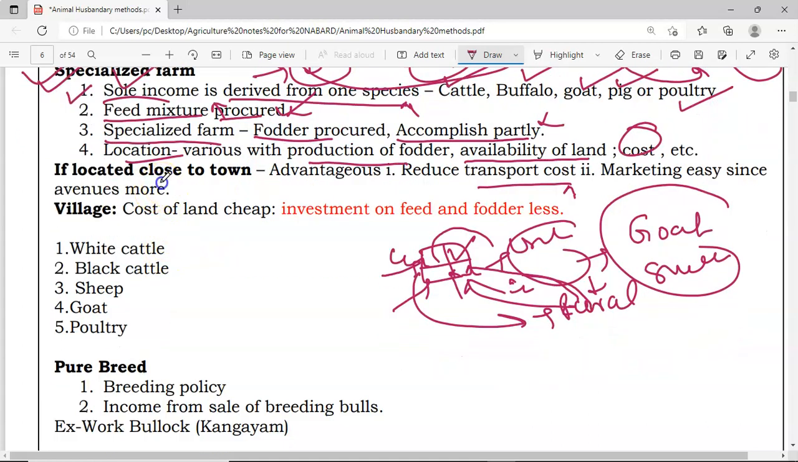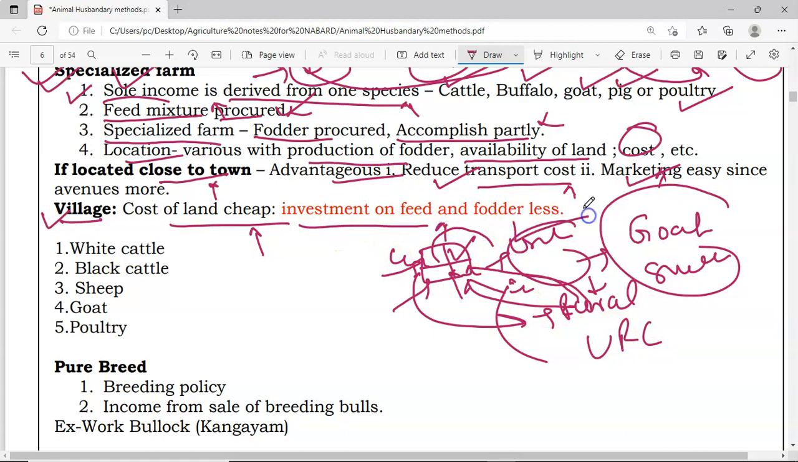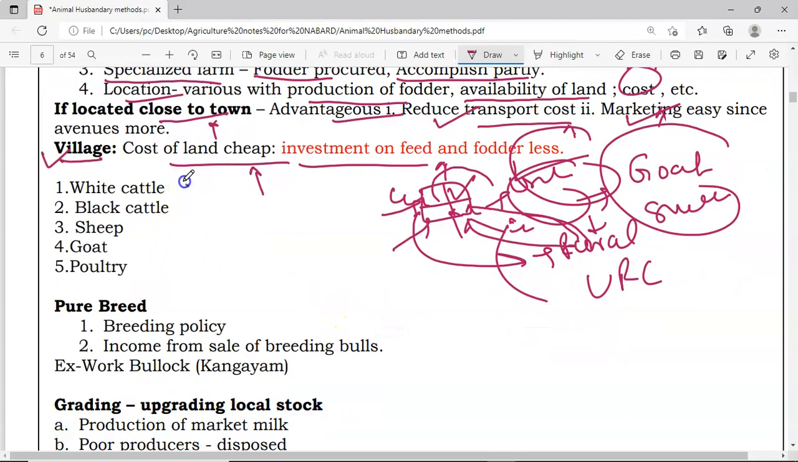So we can say that if the location is close to the town for the availability of forage and fodder, then it will reduce the transportation cost and it will also make marketing of the product very easy. If you are doing this specialized farm in a village, then the cost of land is cheap. Why? Because of the urban and rural area difference. Then the investment in feed and fodder will also be reduced in the rural area. So there can be different types of cattle under this specialized farming, that is cattle, buffalo, sheep, goat and poultry.